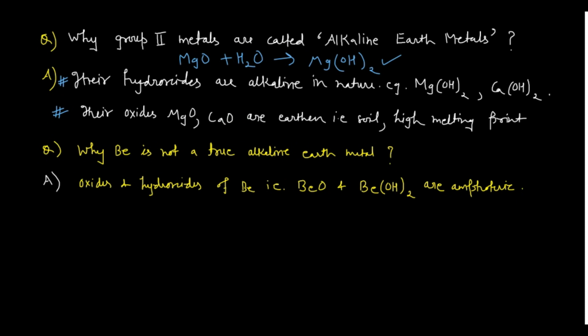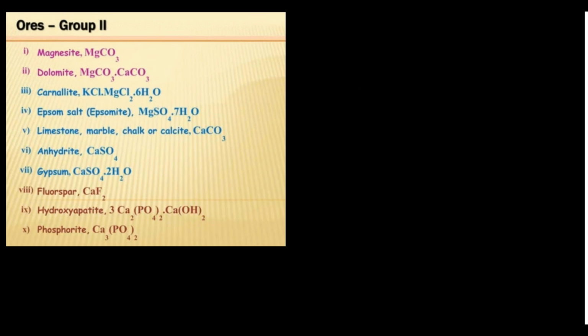Now moving to the next slide, their occurrence: how you can find these elements in nature. See, magnesite is the ore of magnesium carbonate, and magnesium is abundant in nature, if you know. And dolomite is another very important ore from which you can extract your magnesium. However, calcium is there too, but from this you can extract magnesium in abundant amounts rather.